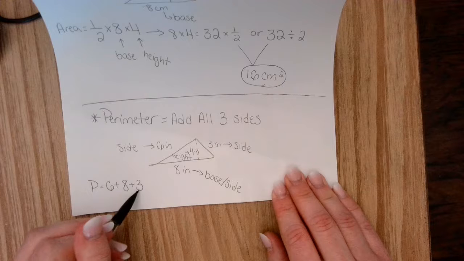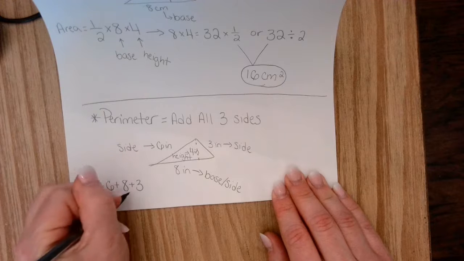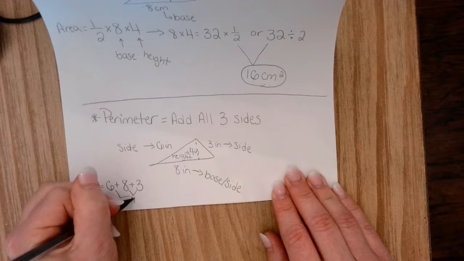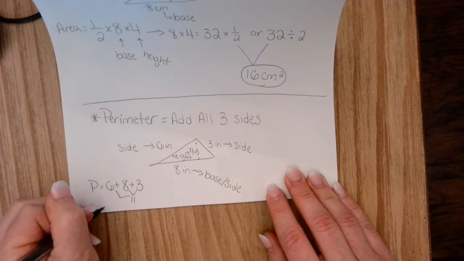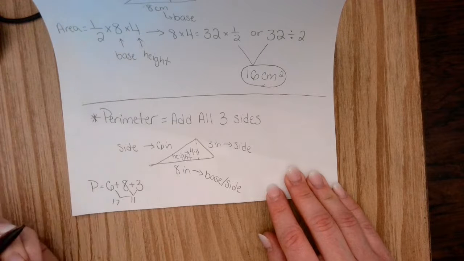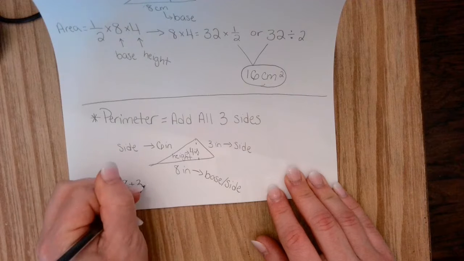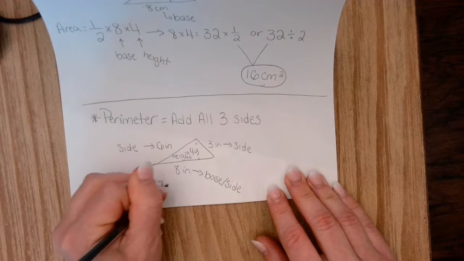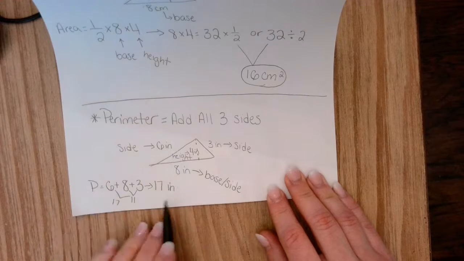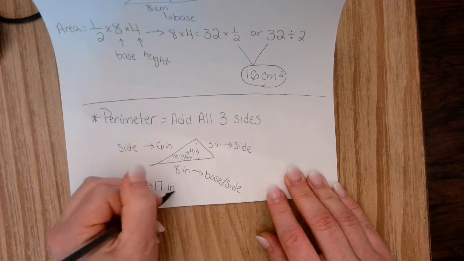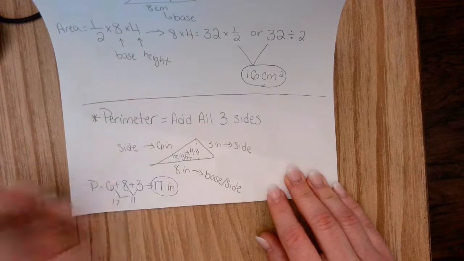So 8 plus 3 is 11. And then 11 plus 6 would be 17. So our perimeter is going to be 17 inches. And because it's perimeter, I am not going to put my little 2 up there. So it's just 17 inches is my answer.